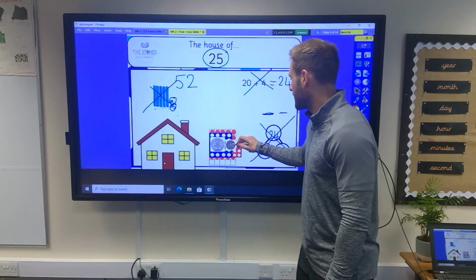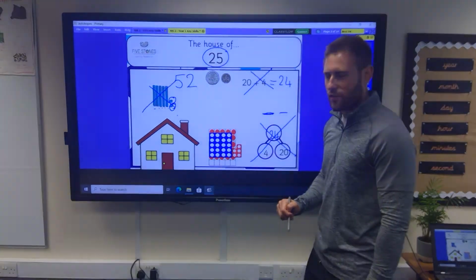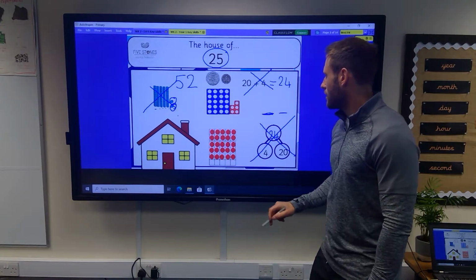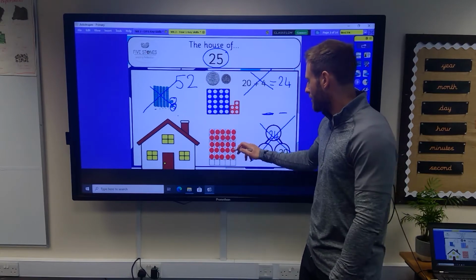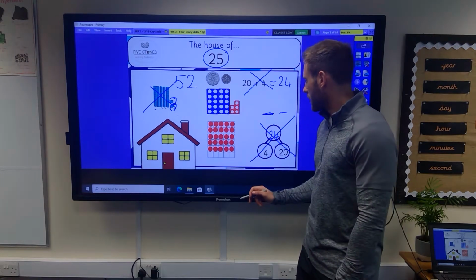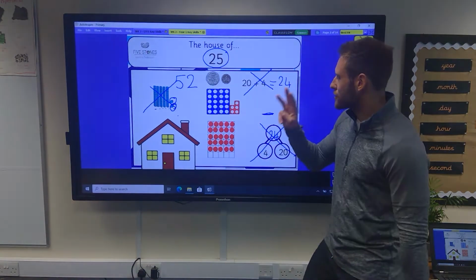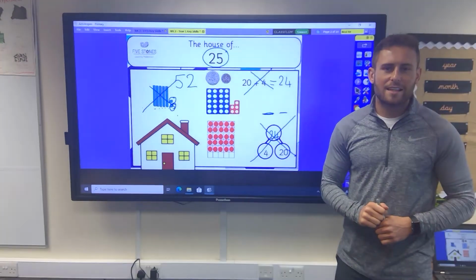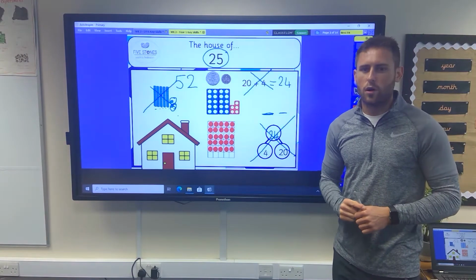Yes, we had the coins, 20 and 5, 25 pence. We had the Numicon, 2 10s and a 5, 25. And we also had the 10s frame, 2 10s and a 5, 25. So we had 3 different parts that could go into that house of 25. Well done if you managed to spot them.